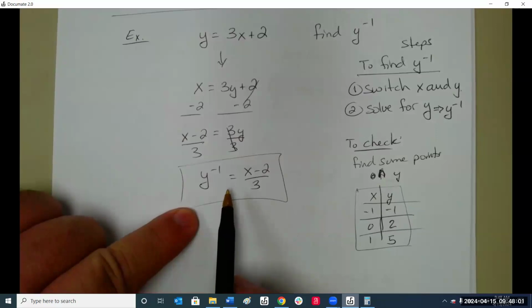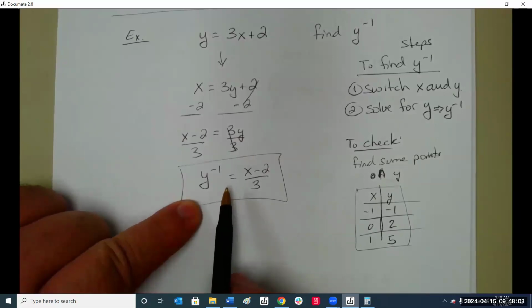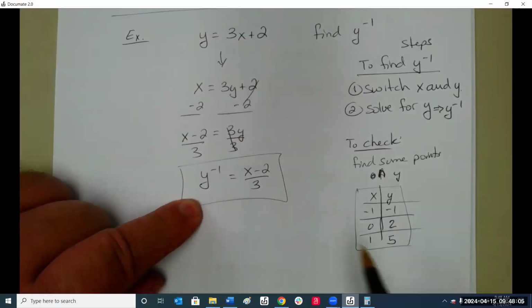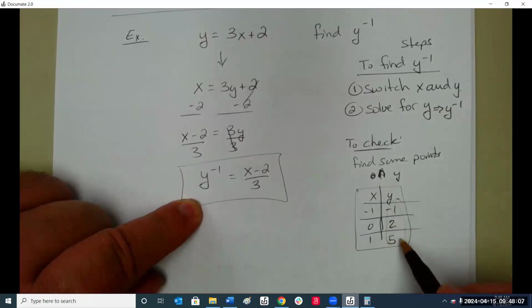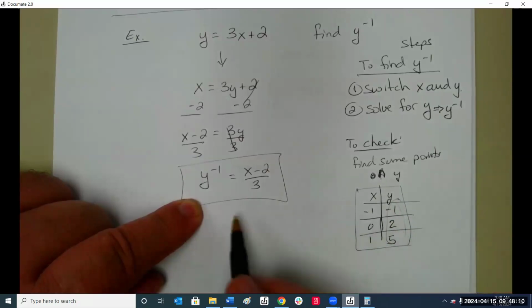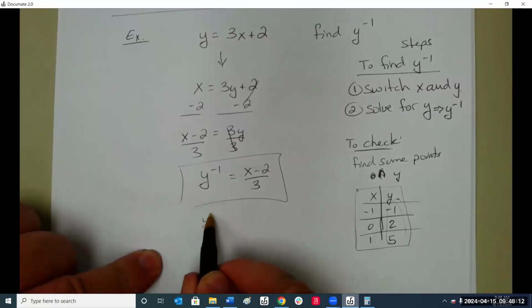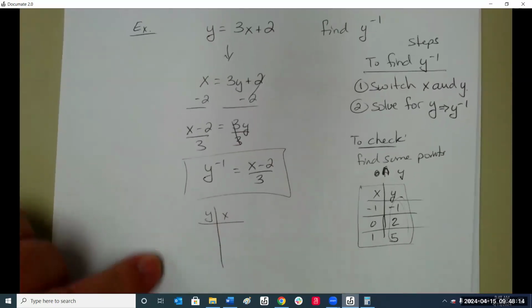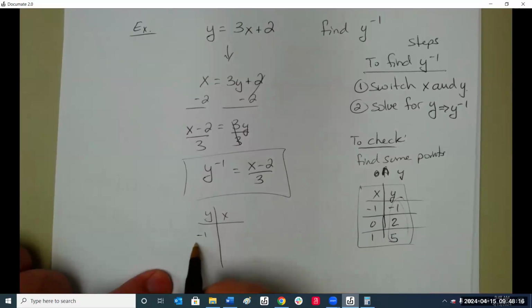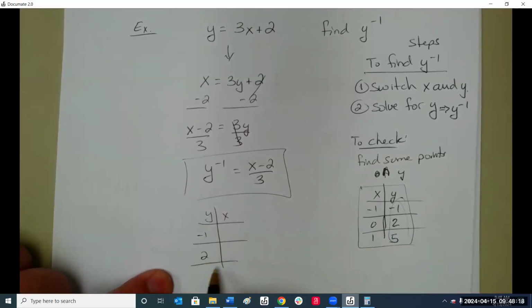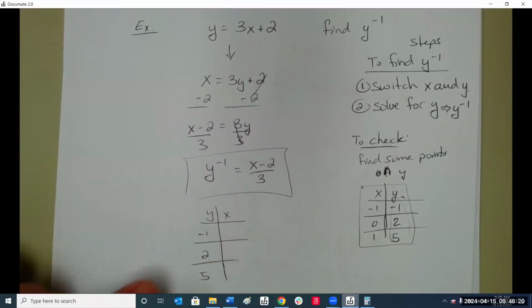How do I check this one? Put in the y's. Now I put in the y values and see if I get the x values. So if I put -1 in there, or 2, or 5, what do I get?